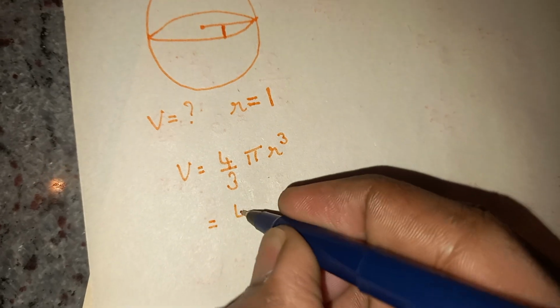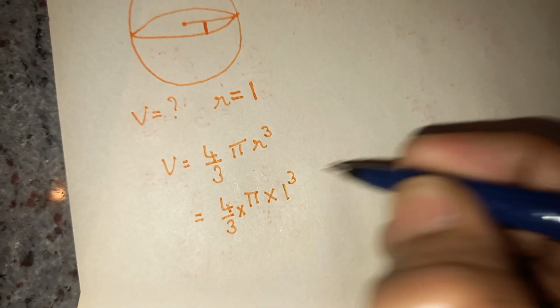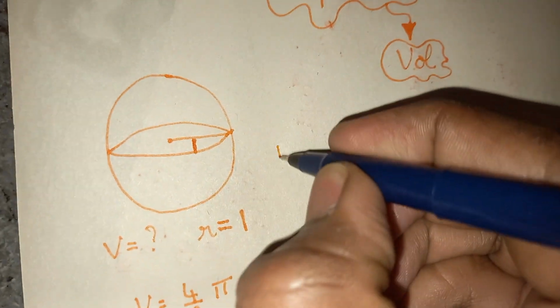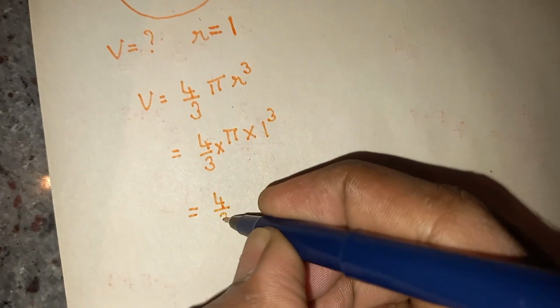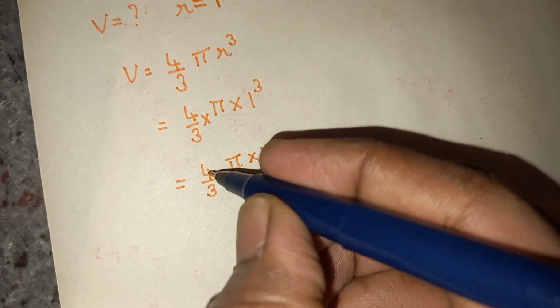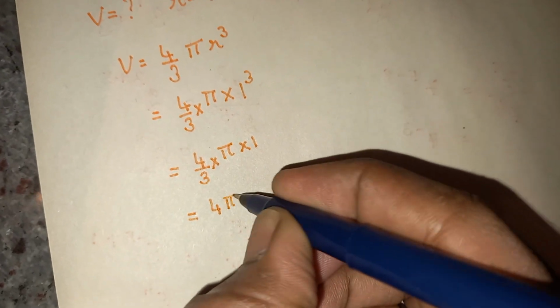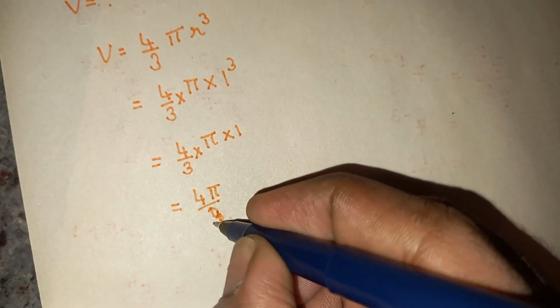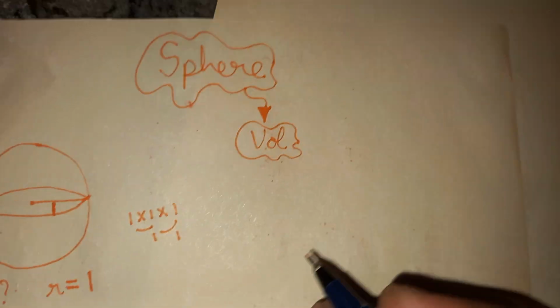So it becomes 4 by 3 times pi times, here the radius is 1 unit, so it is 1 cube. 1 cube means 1 times 1 times 1. 1 times 1 is 1, again 1 times 1 is 1. It becomes 4 by 3 times pi times 1. Now you cannot divide this 4 by 3. 4 by 3 times pi is 4 pi by 3, and times 1 in the denominator it remains the same. 4 pi by 3 cubic units is the volume of this sphere.